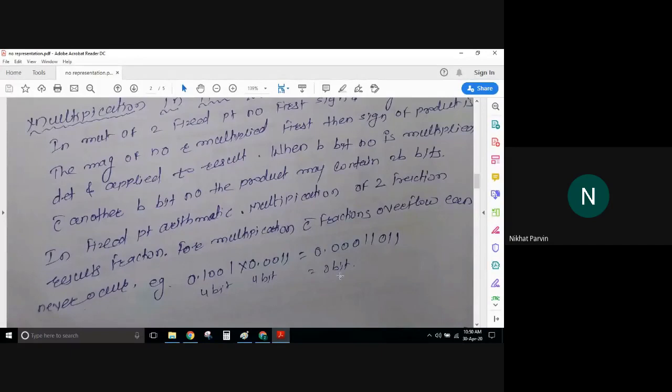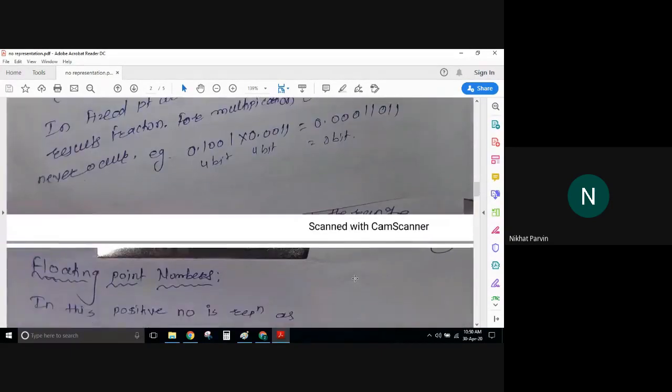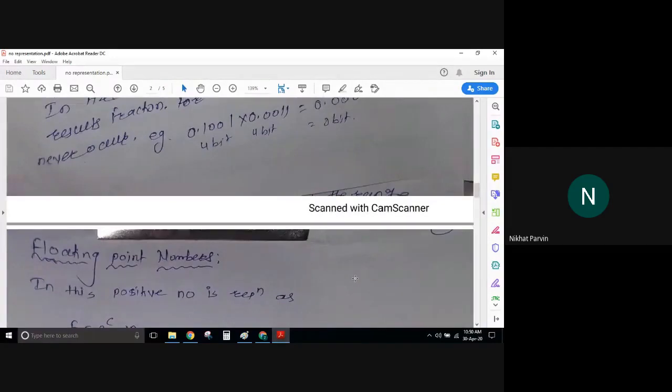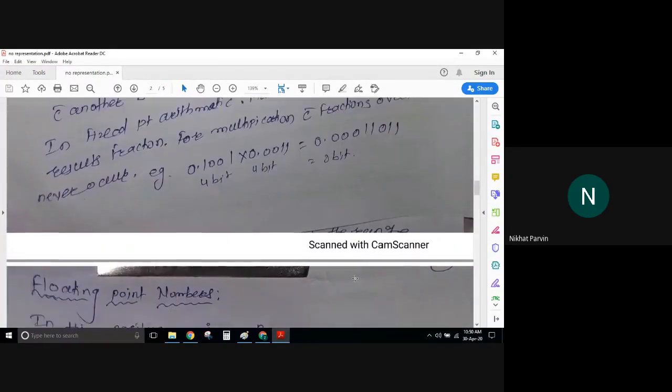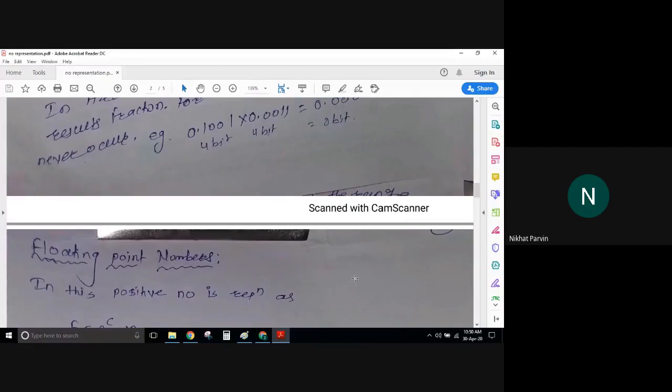So definitely there is no problem of overflow that can occur over here. Okay, so that is about your fixed point in case of addition, and in case of multiplication. Now you have to deal with the new topic.